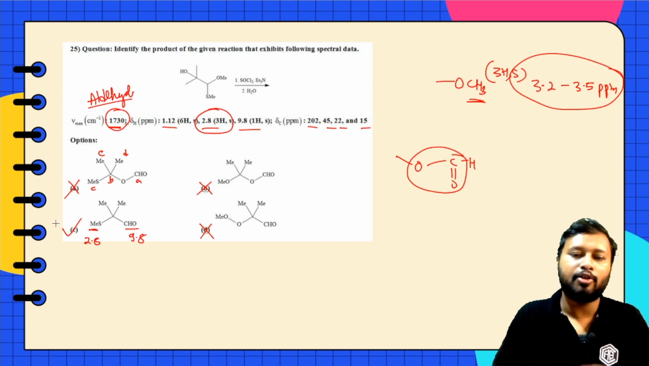So IR has helped us to cancel out 2 options, and then a particular NMR has helped us to reach the answer.